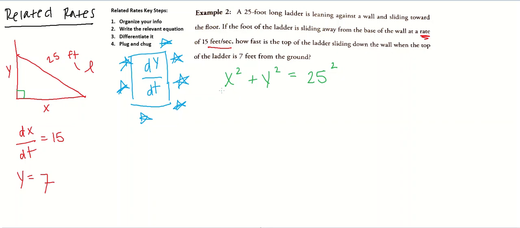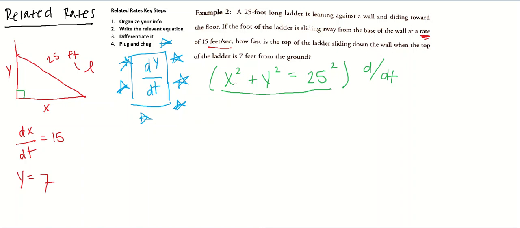So this is our relevant equation that we've written, because it relates all the information that we've been given. It relates the length of the ladder, the vertical height, and the horizontal height. So now we have our relevant equation and we want to differentiate it. That is the next step. And so remember, we are differentiating with respect to time. Super, super important. So let's go through this piece by piece.